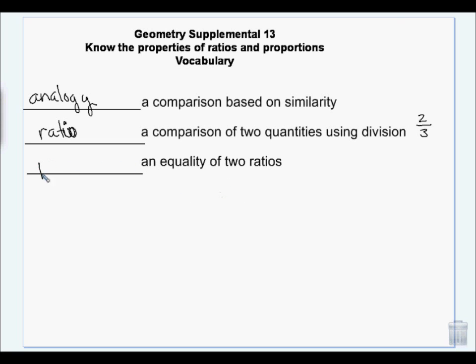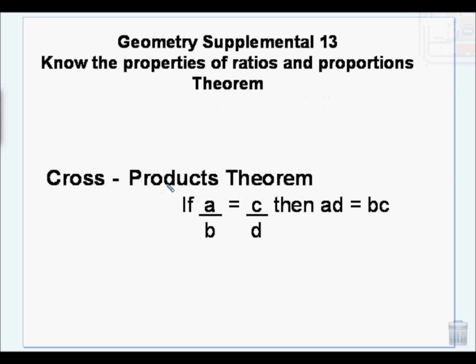And a proportion is an equality of two ratios. So 2/3 is equal to 8/12. Proportion. Basically two equal fractions. Cross products theorem, if you have two equal proportions, if you cross multiply, AD is equal to BC.